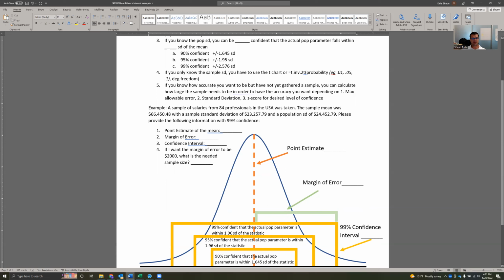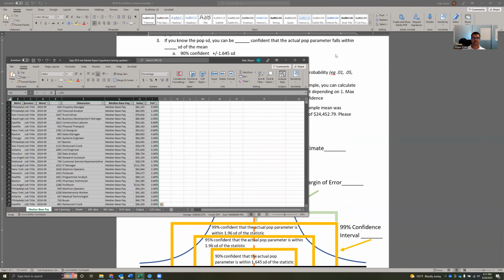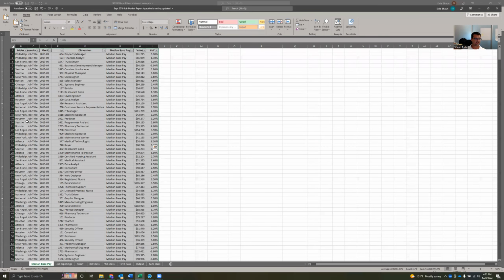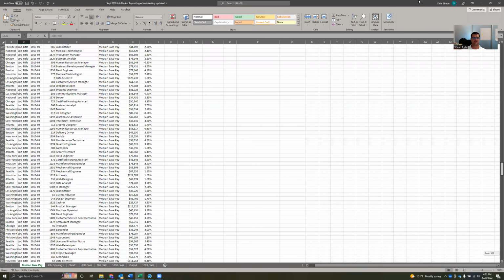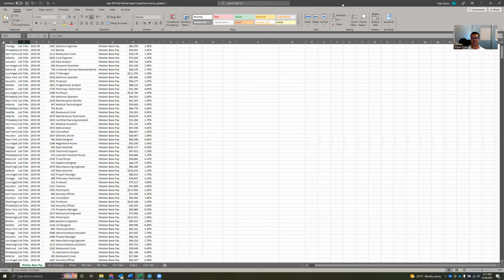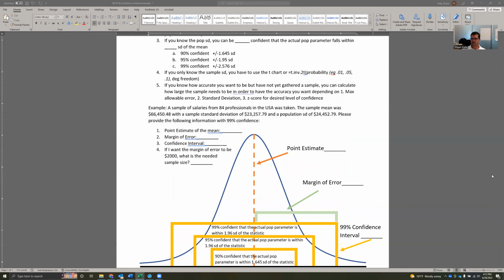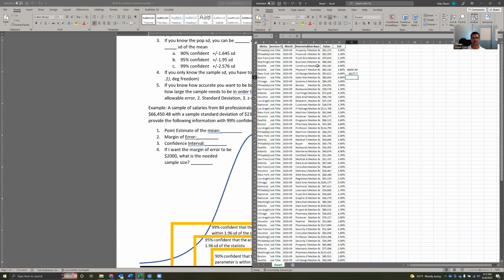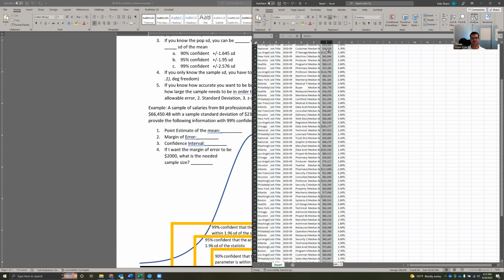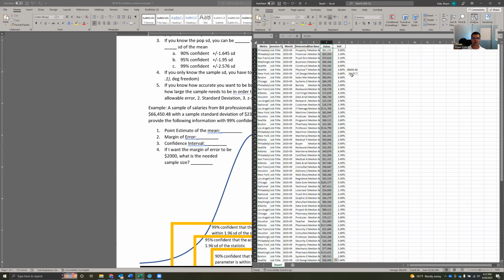So what we're going to do right here is an example really quick. A sample of salaries from 84 professionals in the US was taken. So what I've got here is a lot of salaries from different jobs. I have 925 salaries from different jobs in the United States. Okay, and so what I did is I just took a random sample of 84. And so I have the value of 84 jobs, and I calculated the mean and the sample standard deviation.